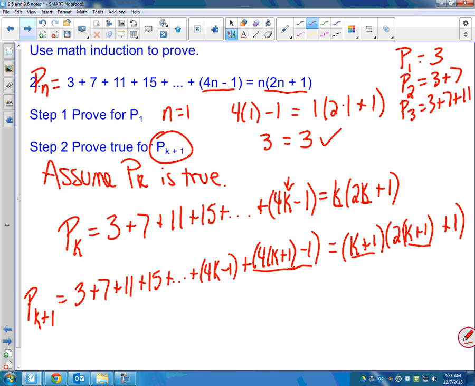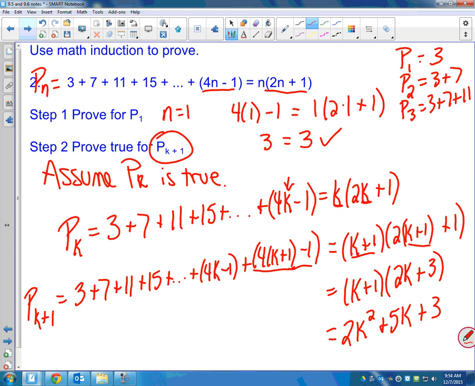Could you just simplify this? Just multiply. It's much harder to add up something like this. But over here, I could just work out k plus 1. That would be 2k plus 2 plus 1. So is that just 2k plus 3? And then, I don't know, do you want to just work it out? 2k squared plus 3k plus 2k would be plus 5k plus 3.